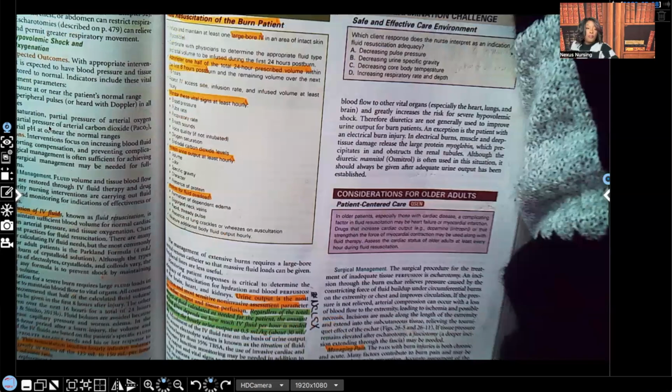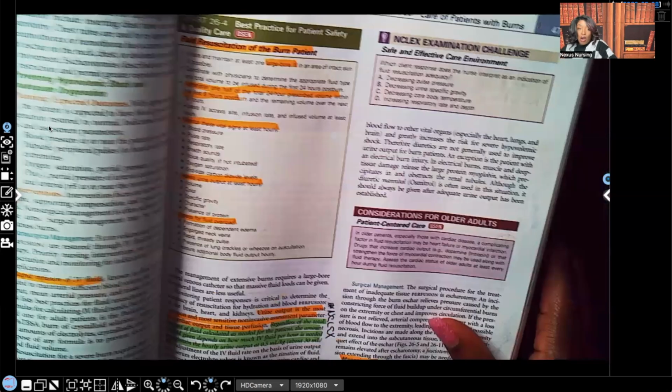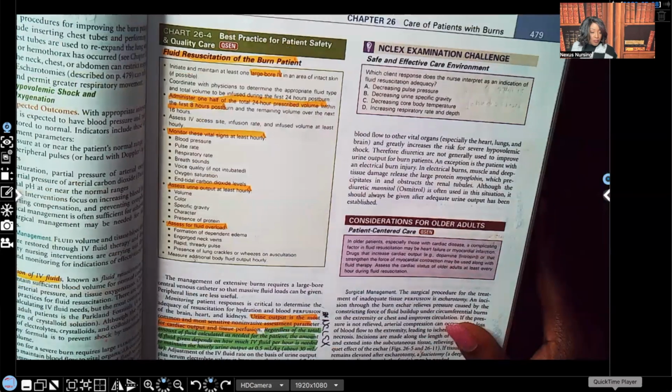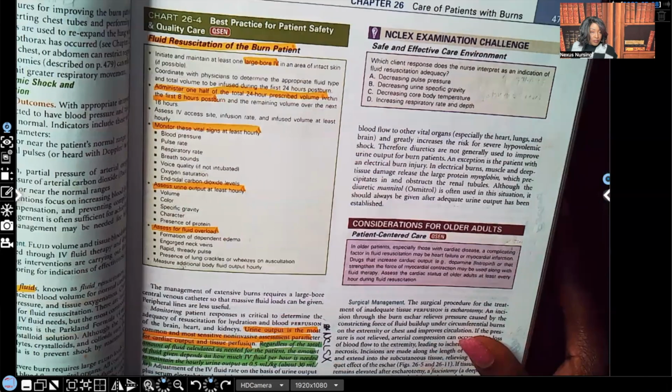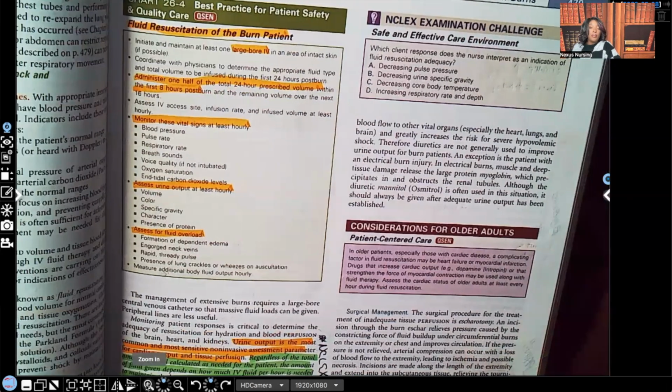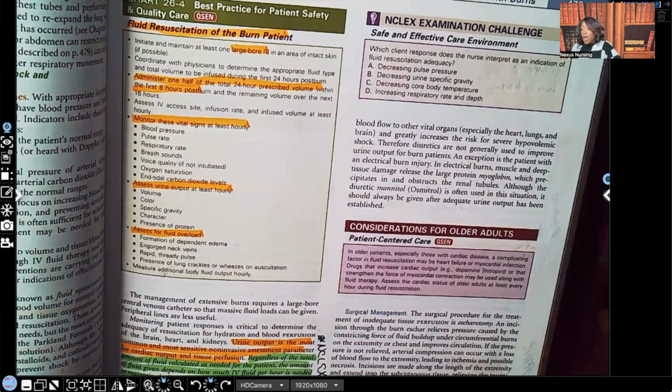Okay, guys, I'm going to stop here. In part 3, we're going to go over the fluid resuscitation of the burn patient. That's where we're going to start.